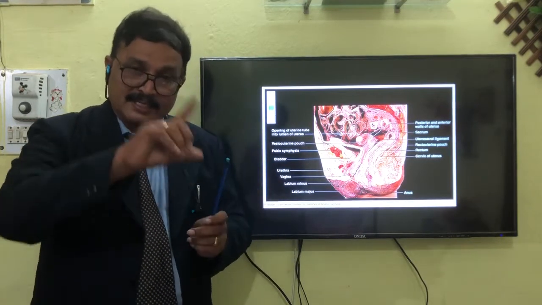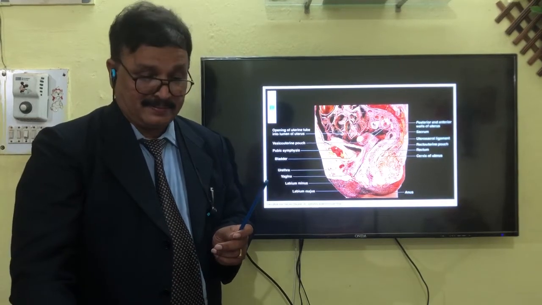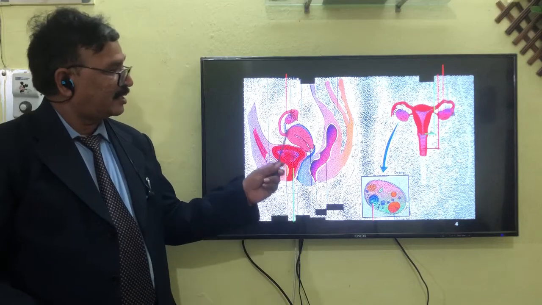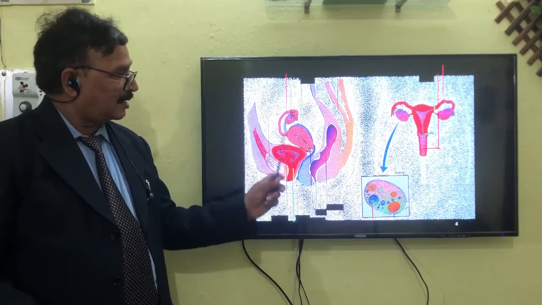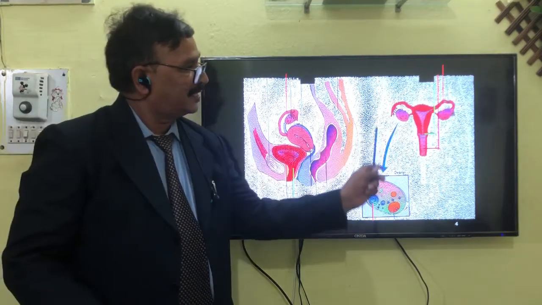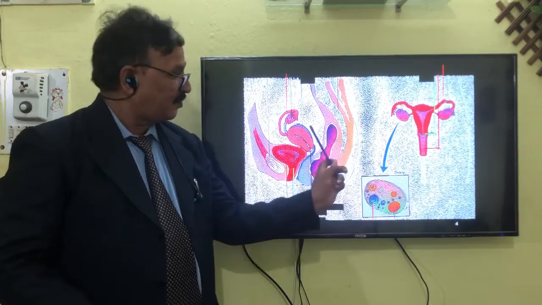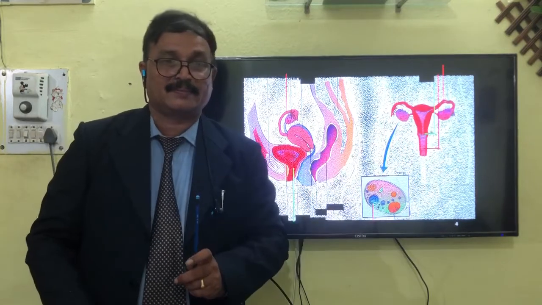Now let us draw it diagrammatically. So this one, this is the uterus and other organs. This is the lateral view, this is the front view of internal organs.